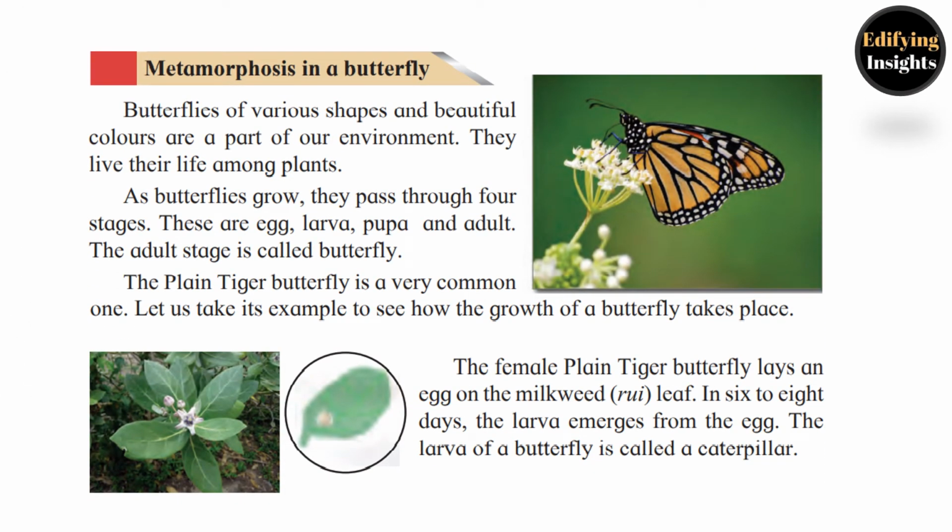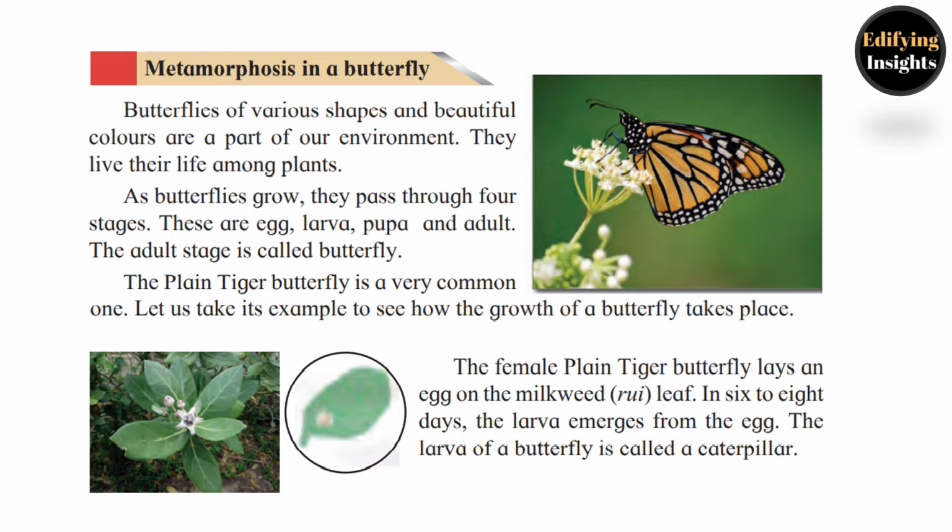Metamorphosis in a butterfly. Butterflies of various shapes and beautiful colors are a part of our environment. They live their life among plants. As butterflies grow, they pass through 4 stages. These are egg, larva, pupa and adult. The adult stage is called butterfly.